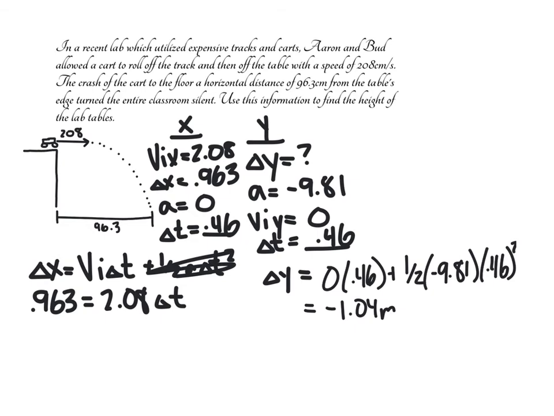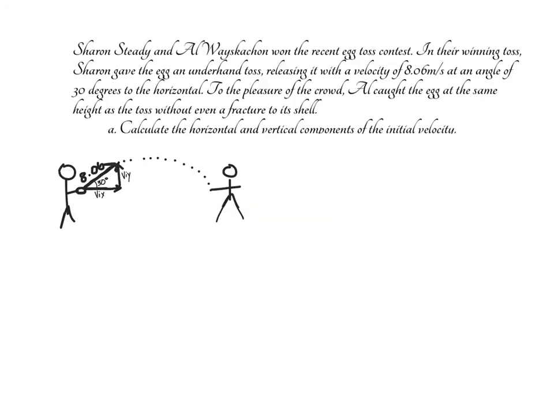It's asking how high are the tables, what is the height of the tables, so to answer the question, we would just say 1.04 meters high. Okay, and then the last problem, number 4, is talking about an egg toss.